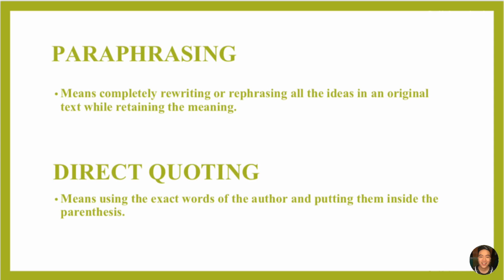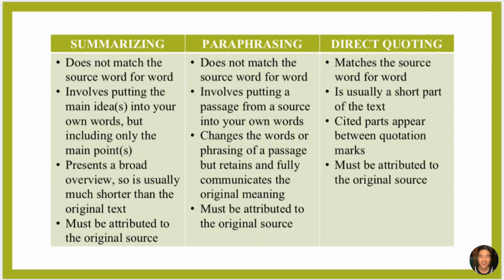Meanwhile, direct quoting means using the exact words of the author and putting them inside the quotation marks. Both of these, paraphrasing and direct quoting, should include citations. In academic writing, paraphrasing and summarizing are more preferred than direct quoting because too many direct quotes do not make the paper look scholarly. Now let's check the similarities and differences of summarizing, paraphrasing, and direct quoting.